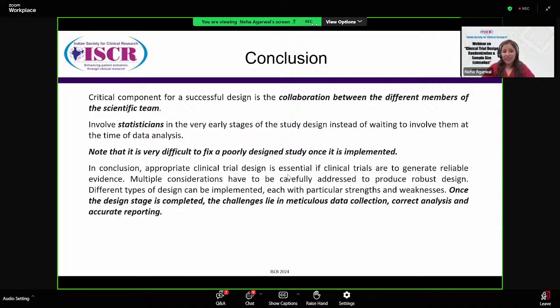So, just to conclude, I would say that it is very difficult to fix a poorly designed study once you have implemented it, right? So, once the study design is implemented, there's nothing you can do about it. So, we have to be very careful from the designing stage. And once the designing stage is completed, the challenges lie mainly in the data collection, correct analysis, and accurate reporting. Okay, that is all from me.